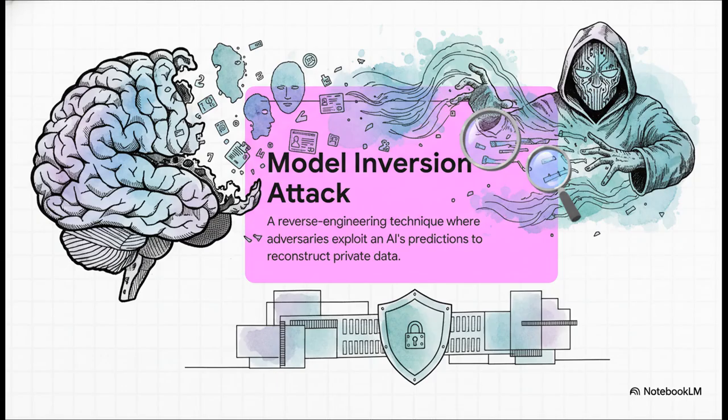You can think of it as a kind of reverse engineering. So instead of giving the AI an input to get a prediction, the attacker works backwards. They send carefully crafted inputs, analyze the model's responses, and use them to piece together the private data it was built on. It's kind of like figuring out a secret recipe just by tasting the finished cake.